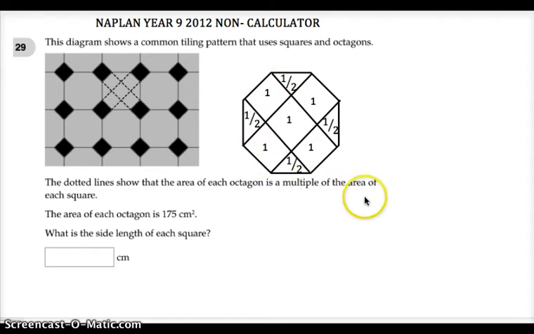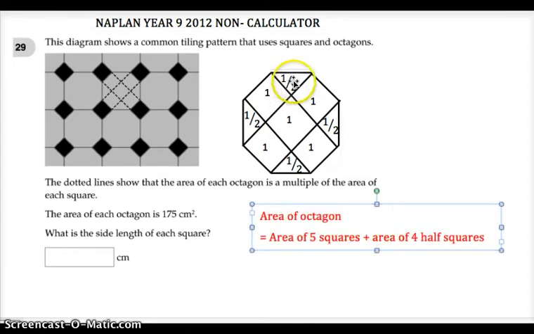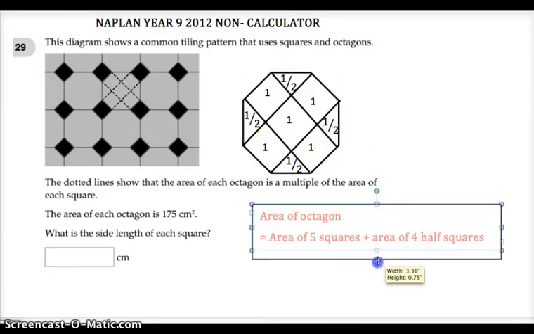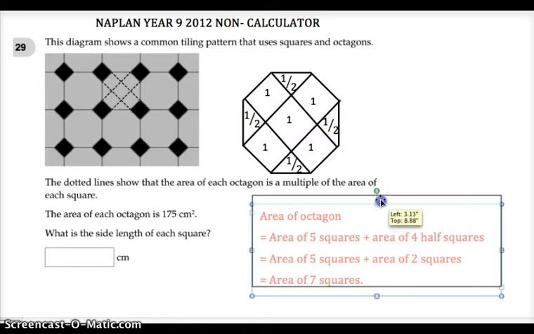So we know that we've got 1, 2, 3, 4, 5 squares. These half triangles have the same base and height as these squares around them. So these two triangles will make one more square, and these two triangles make another square. So we'll just write that all down. The area of the octagon will be the same as the area of these 5 squares plus the area of 4 half squares or 4 triangles, which is the same as the area of 5 squares plus the area of 2 squares, which is the same as the area of 7 squares.